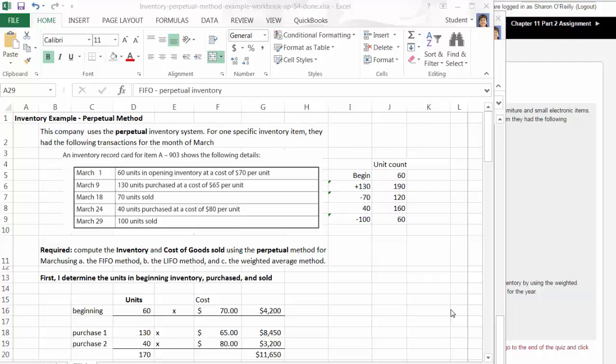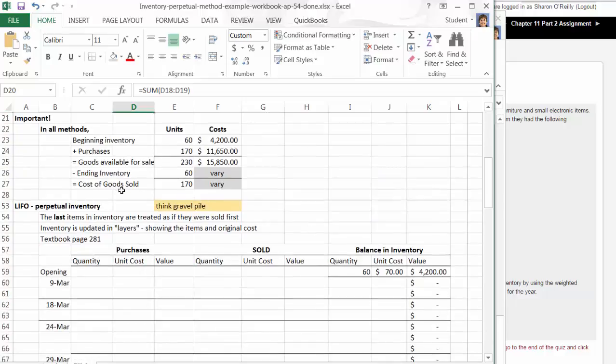In this example, we'll continue working on the same problem introduced in the previous video and use the LIFO method of inventory valuation. Recall that we had beginning units of 60. We purchased 170 units. So no matter what method we use, we will have goods available for sale of 230 units and a cost of $15,850 in goods available for sale. This cost will be split into ending inventory to go with the 60 units on hand and cost of goods sold for the 170 units sold. We'll be working now with LIFO.